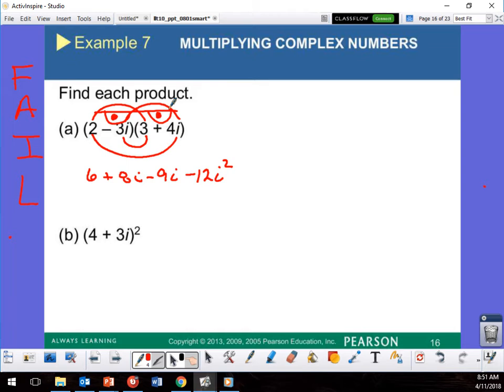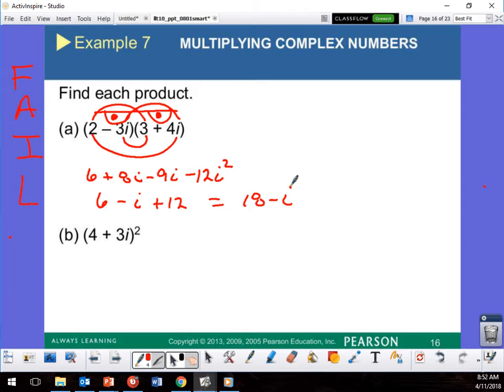Okay, so let's go back to the math. What did we say the i squared came out to be? Negative 1, right? So that's going to change this one. This is going to become a positive 12, right? So let's bring this down. I have a 6. Combine the non-real, so it's going to be negative 1i. And this becomes a positive 12, because it's minus a negative 1, since i squared is negative 1. Then combine, so it's going to be 18 minus i. And you don't have to put the 1 in front of that? No, you don't have to put the 1 in there.